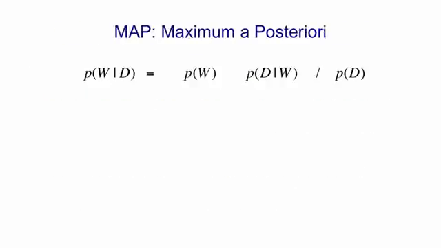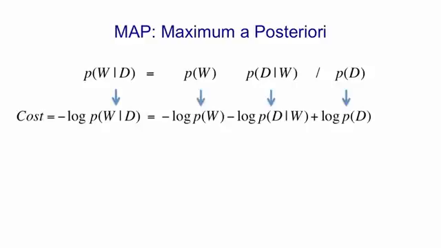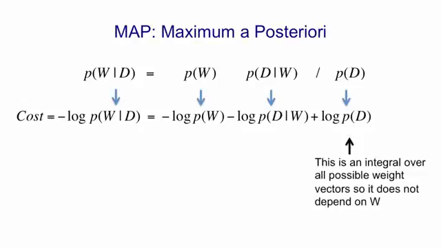weights. In maximum a posteriori learning, we're trying to find the set of weights that optimizes the trade-off between fitting our prior and fitting the data. So that's Bayes' theorem. If we take negative logs to get a cost, we get that the negative log of the probability of the weights given the data is the negative log of the prior term and the negative log of the data term and an extra term. So that last extra term is an integral over all possible weight vectors, and so that doesn't affect W, so we can ignore it when we're optimizing W.